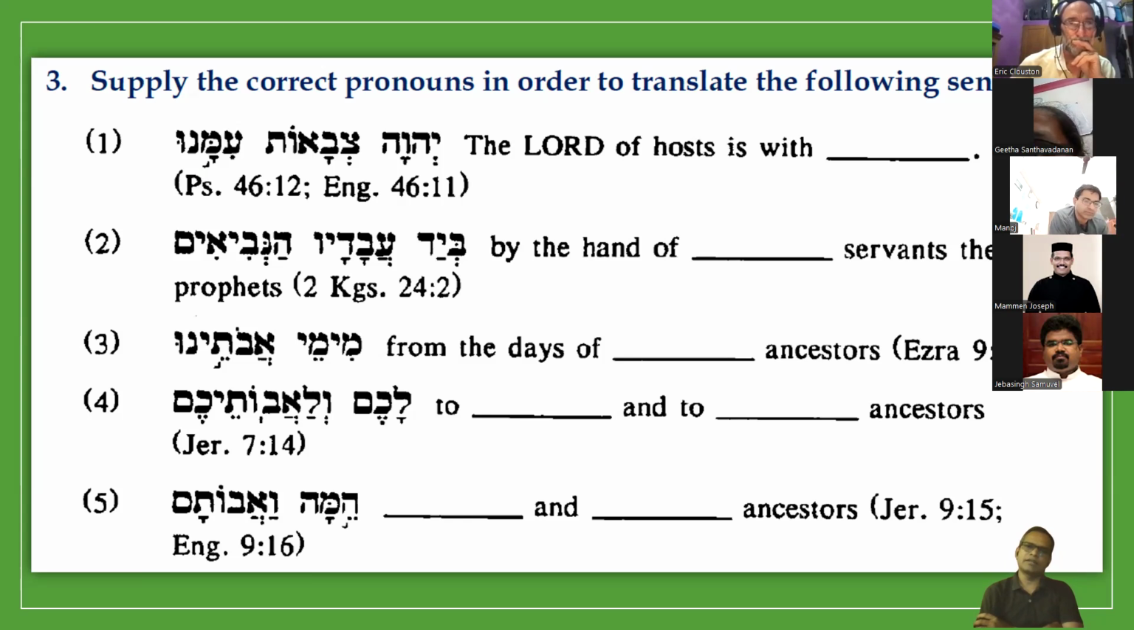Okay. Just a minute, madam. Jabba, the noun is in plural form, right? Yes, sir. So without the pronominal suffix, what will be your translation? That is my confusion, sir. Because we can say their ancestor.